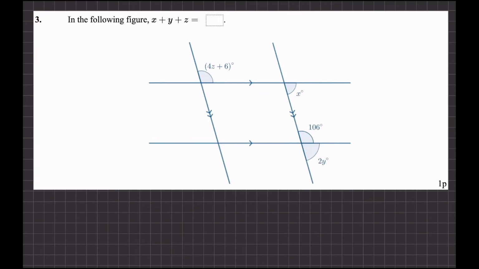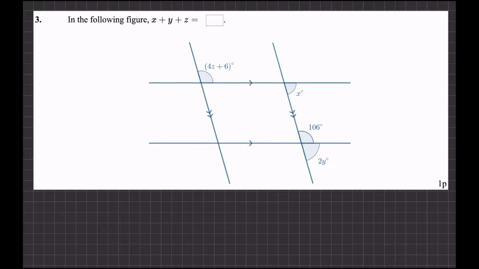Okay, question number 3. So here in the following figure, we want to find the sum of x, y, and z. But be careful here. They have put one arrow here on these two lines, meaning that these lines are parallel. But they have put two arrows here and two arrows there, meaning that these two lines are also parallel. Okay, so we want to find these numbers x, y, and z.